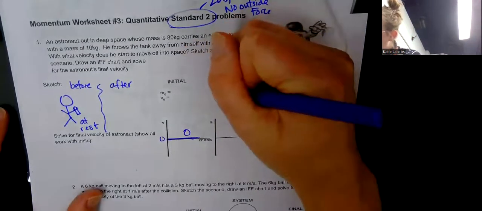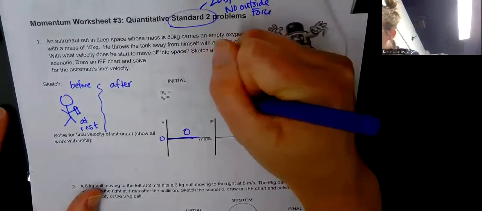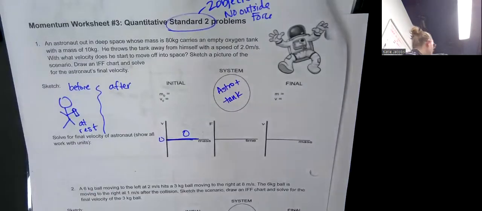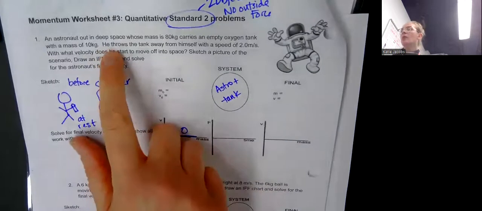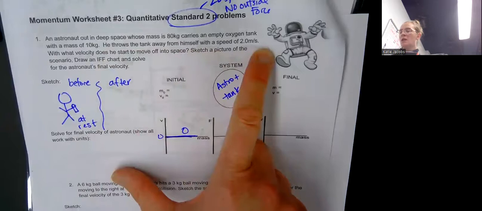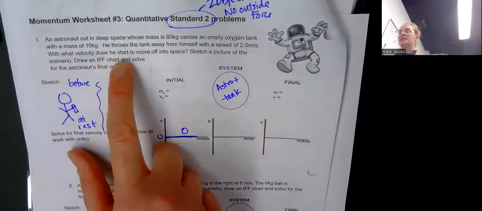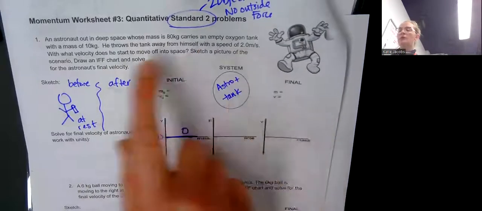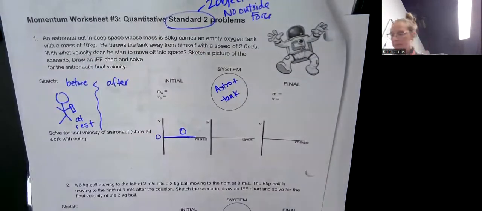We have the astronaut and the tank as our system. Then what does the astronaut do? He throws the tank away with a speed of 2 meters per second. With what velocity does he start to move? So we know the velocity of the tank. We don't know the velocity of the astronaut.